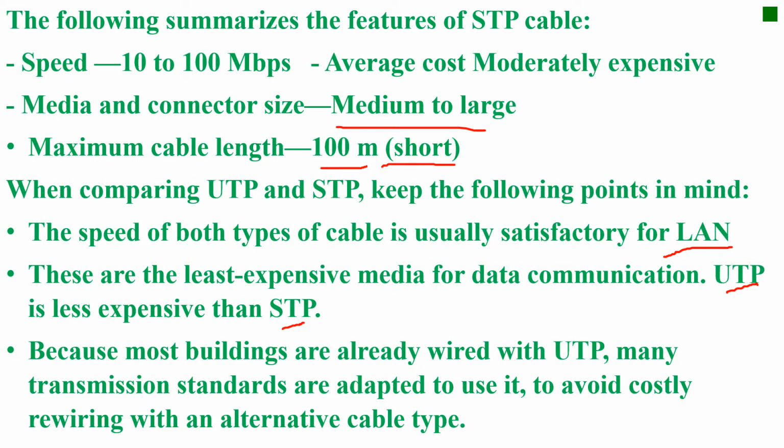STP is more expensive. Because most buildings are already wired with UTP, many transmission standards are updated to use it to avoid costly rewiring with an alternative cable type, such as the earthing cables.